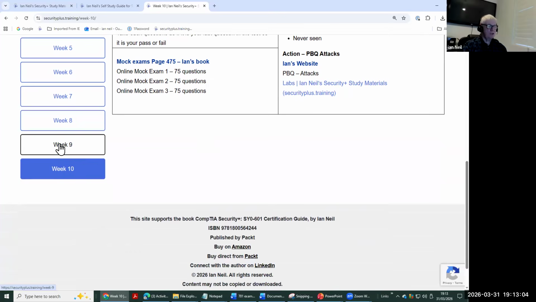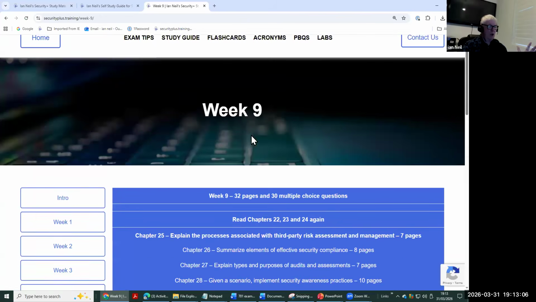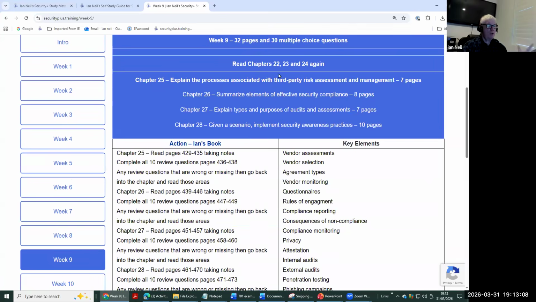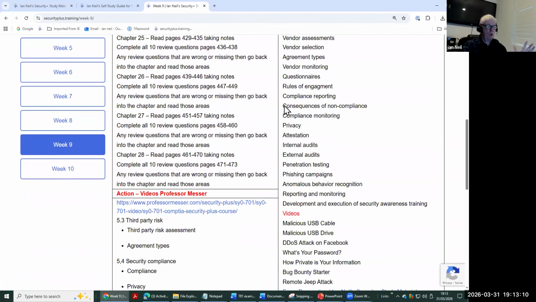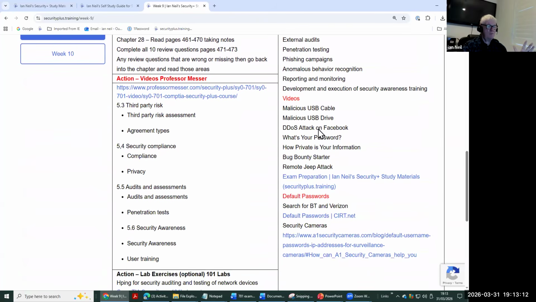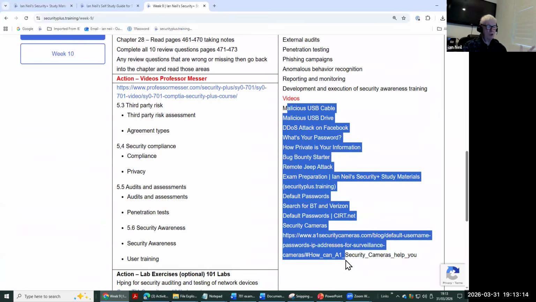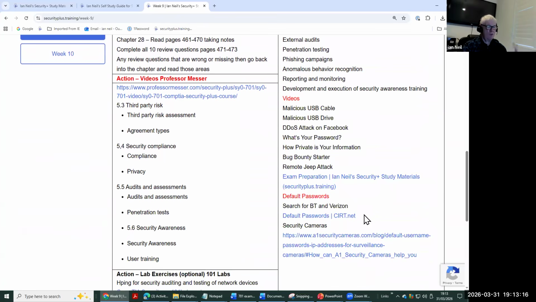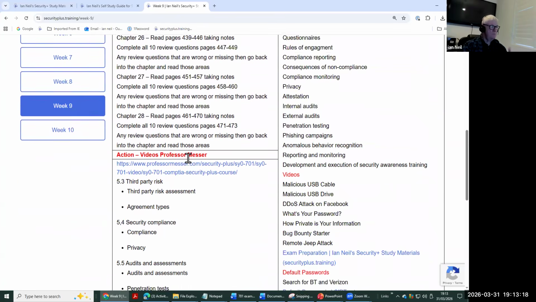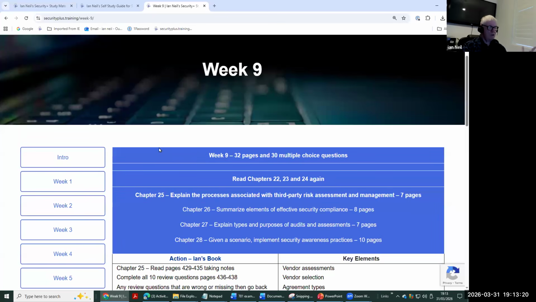But week 9's got some nice resources. We're doing chapters 22, 23, 24. And down here, I've got some videos for you to actually watch and sites to look for default passwords. Now, all of these resources have been put together to try and help you get certified.